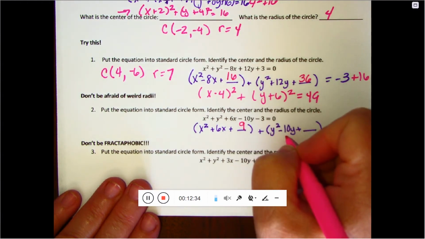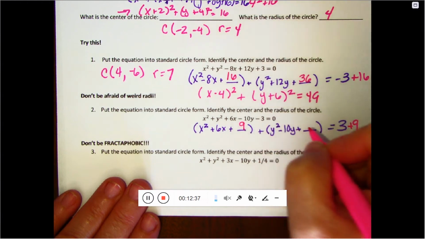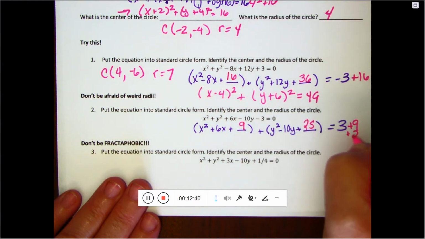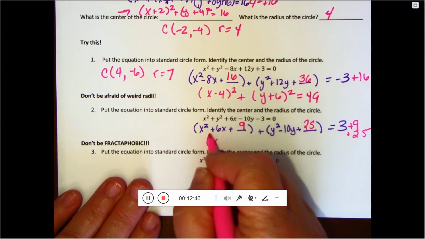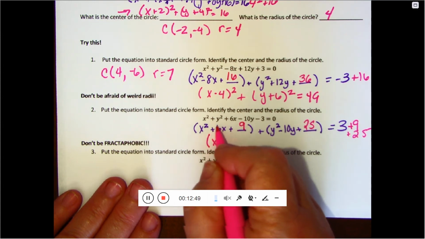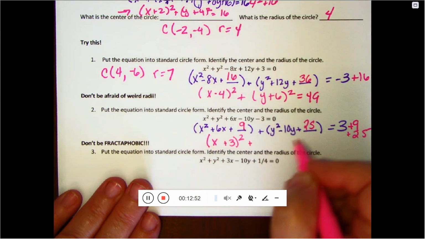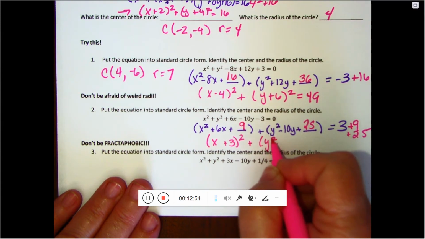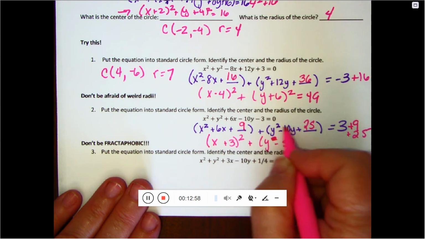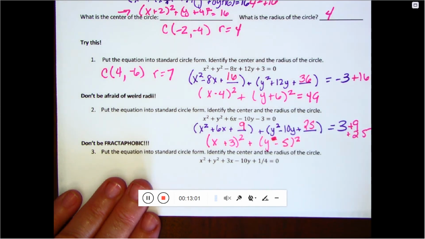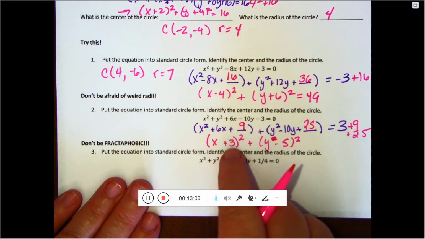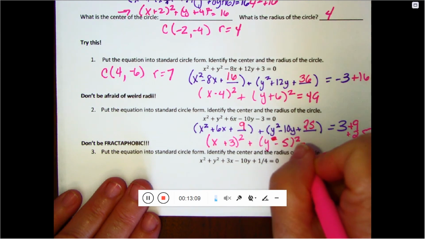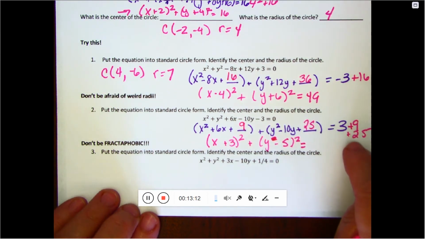Half of negative 10 is negative 5. Negative 5 squared is 25, but because I added a 25 there, I have to add a 25 to the other side. Now I factor. Remember, what goes in the binomial is half of that, so x plus 3 squared. This is y, whoops, not y squared, sorry, y minus 5. Half of negative 10 is negative 5 squared. Remember, whatever goes in the binomial is half of the coefficient of the middle term. And then I add these numbers up. So 3 plus 9 is 12. 12 plus 25 is 37.